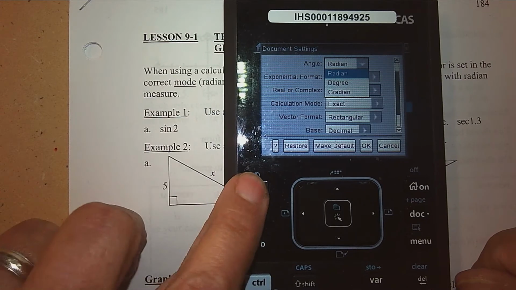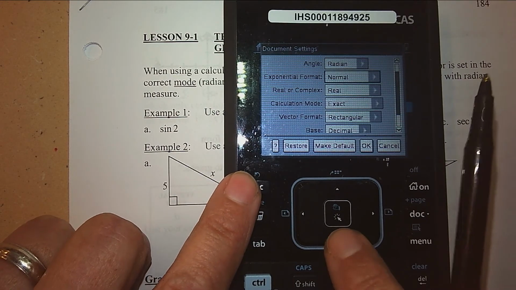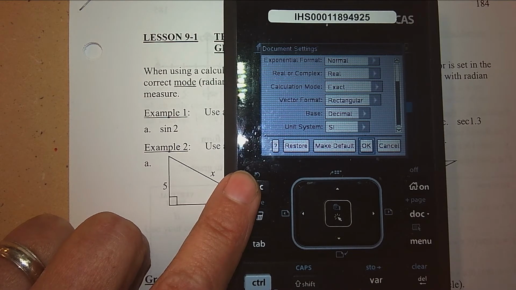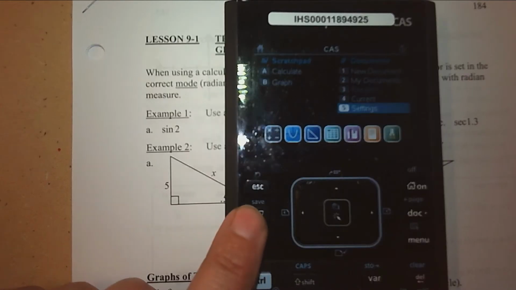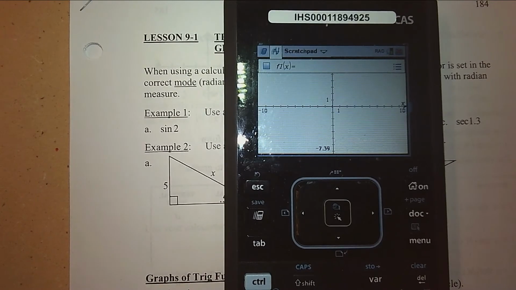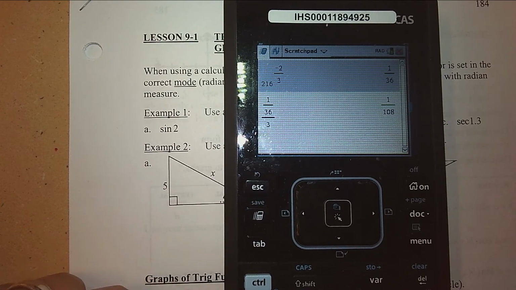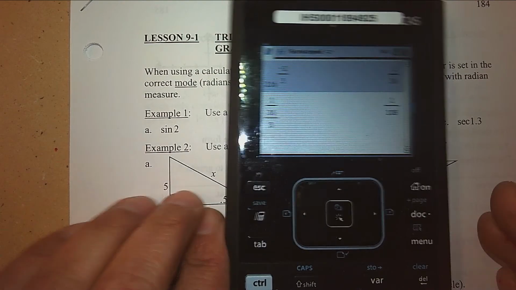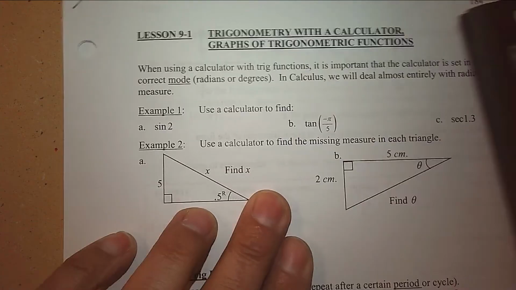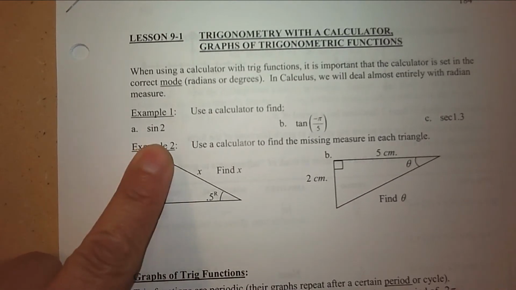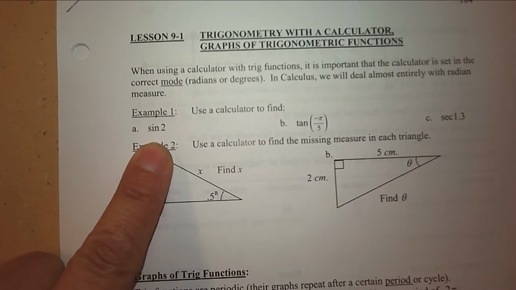All right, press the escape button, or press OK down here. Press the scratch pad. You can press it once for the graph or another time just to be able to calculate something. In example number 1, it says use your calculator to find these things. And if it doesn't tell you otherwise, we're going to assume it's all in radians.